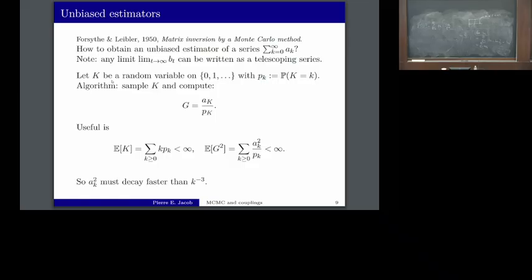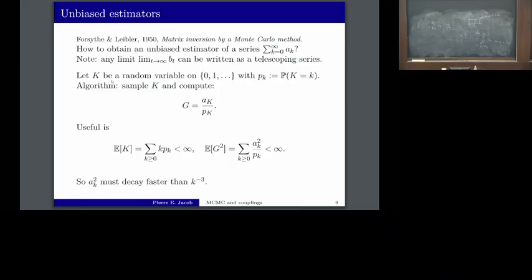But on the other hand, because the estimates depend on 1 over p_k, if p_k takes very small values, then G takes very large values. And so the expectation of G squared, in order to try to control the variance of G, you can compute it as a_k squared divided by p_k and then summed. And that means that p_k should not go down too fast, in fact. So when you put things together, you have this kind of trade-off. And in order to have finiteness of cost and variance, at least a_k squared must decay faster than k to the power minus 3.